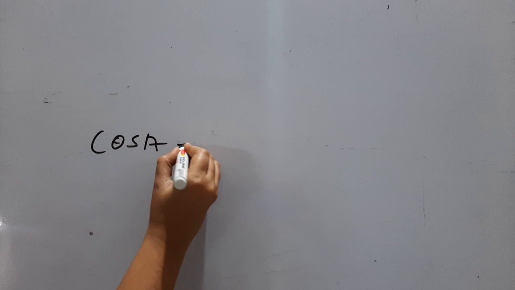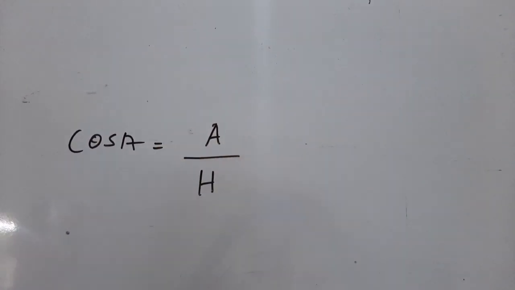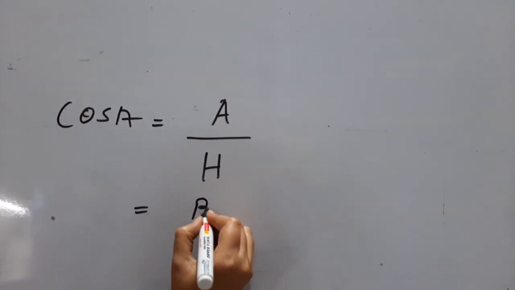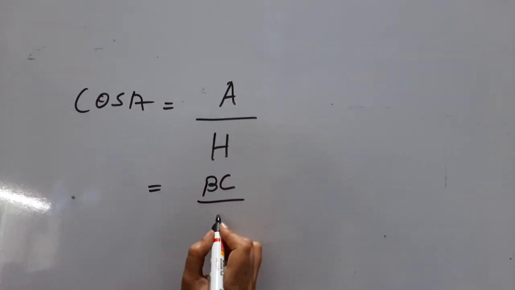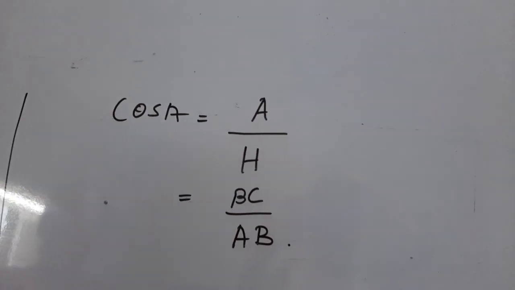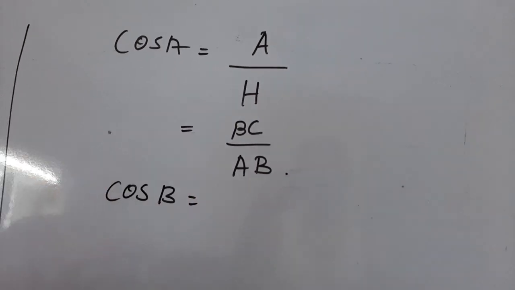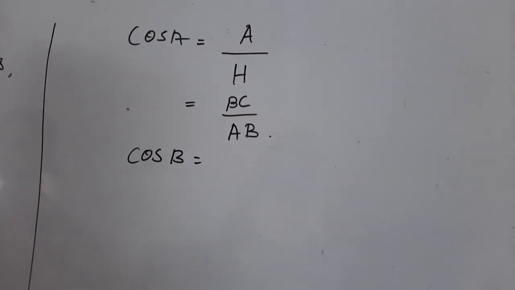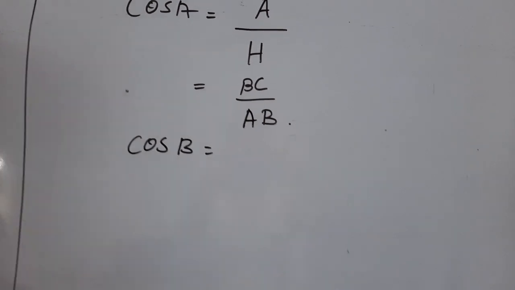Cos A is defined as adjacent upon hypotenuse. So what is adjacent here for angle A? AC. And what is hypotenuse for angle A? Hypotenuse for both angles A and B is same, and it is AB. Then let me find out what is cos B. When I am going to deal with the next angle B, my theta value changes as well as my opposite and adjacent side also changes.